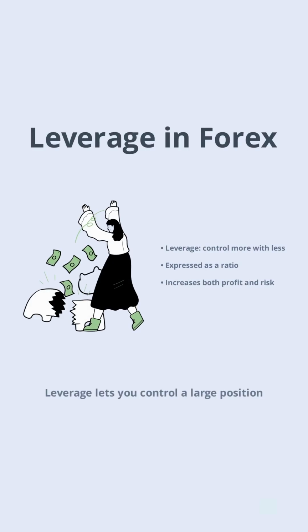Leverage lets you control a large position with a relatively small amount of capital. It's expressed as a ratio like 200:1, meaning you can control $200 for every $1 you deposit. Leverage varies by broker and can range from 2:1 up to 500:1. While leverage can amplify profits, it also increases risk, so it's important to use it wisely and understand how it affects your trades.